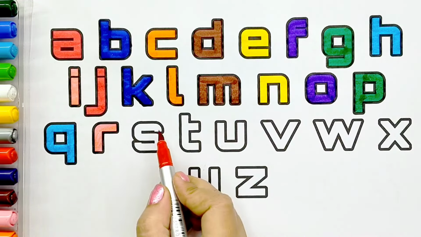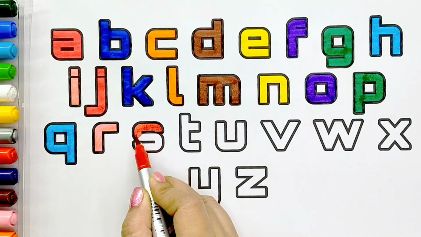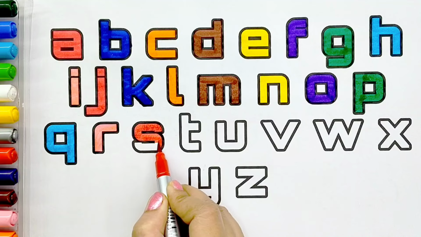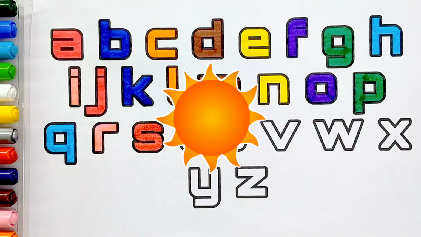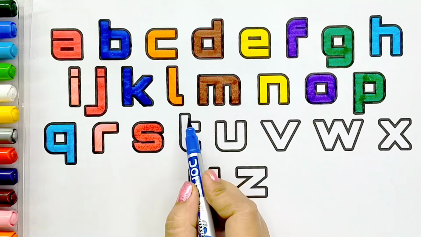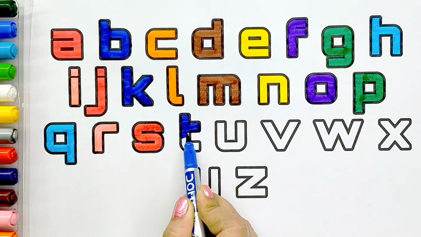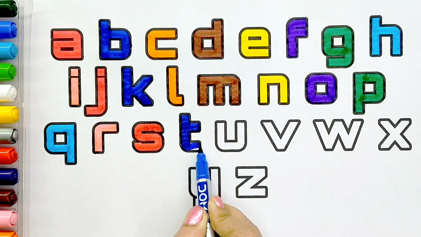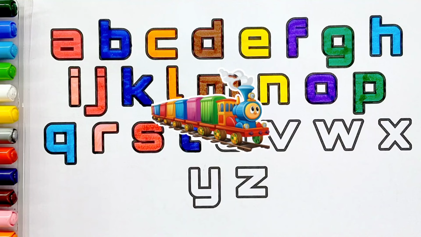Red color. S for sun. Blue color. T for train.